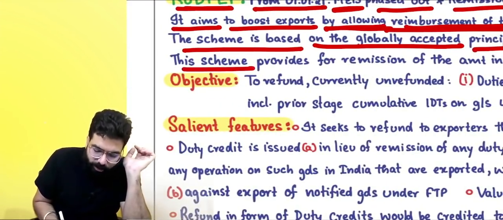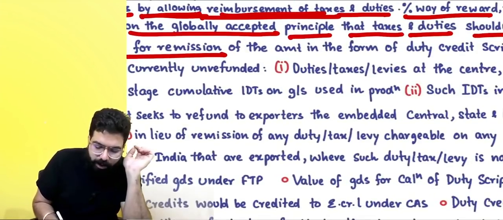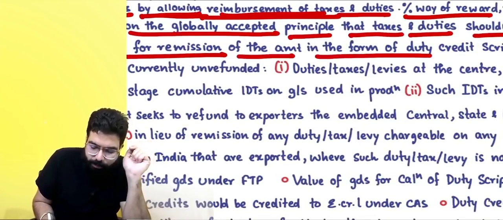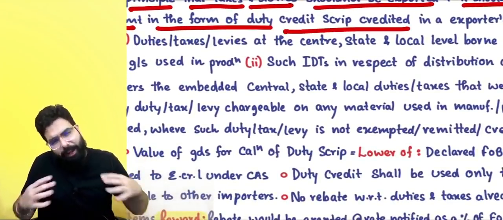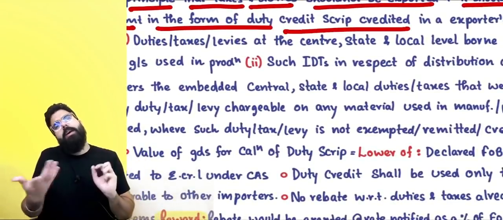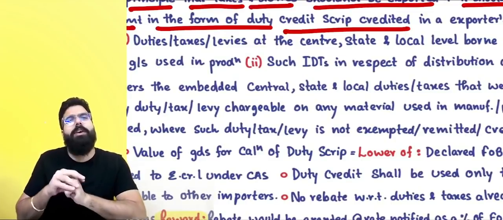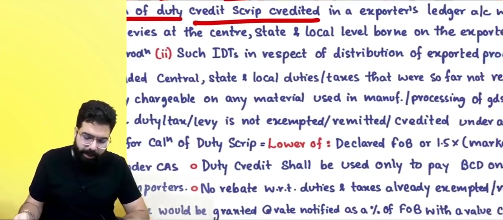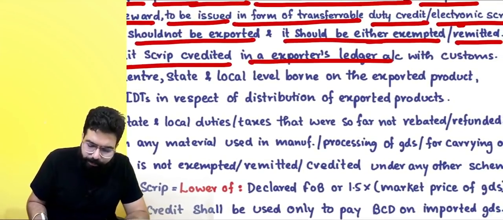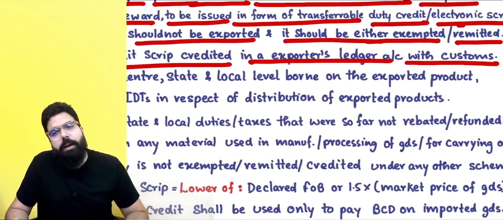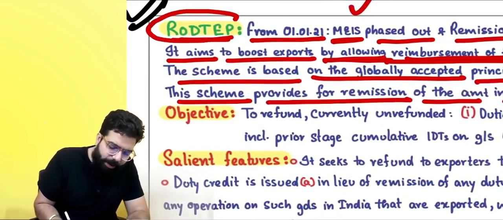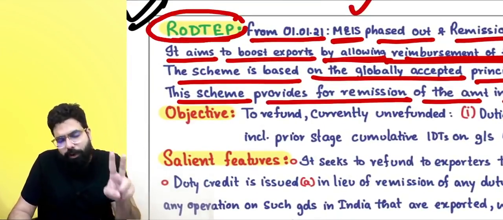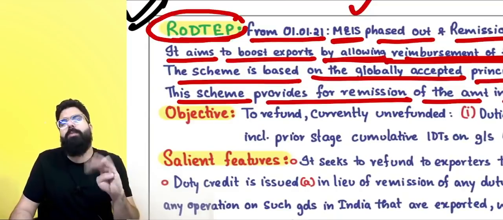Next, this objective provides for remission of amount in the form of duty credit scrip. So they are telling, whatever duty is there, exporter you pay. Later, the government will give it to you in the form of scrips in the exporter's ledger account maintained with the customs. Okay, sir, point is clear. So what is RODTEP? RODTEP is remission of duties and taxes on exported product.